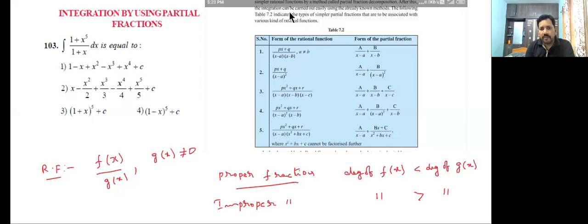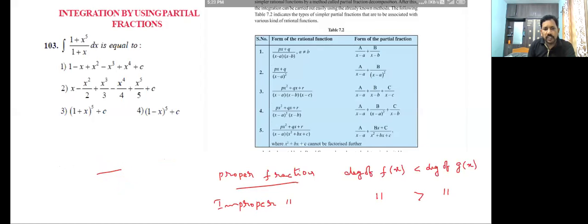If it is a proper fraction, how to split it into partial fractions? Here totally 5 methods are there. Improper fraction: the degree of f of x is greater than the degree of g of x. To solve improper fraction problems, we want to do the division, convert it into a proper fraction, then we can solve. This much concept is enough, I think.